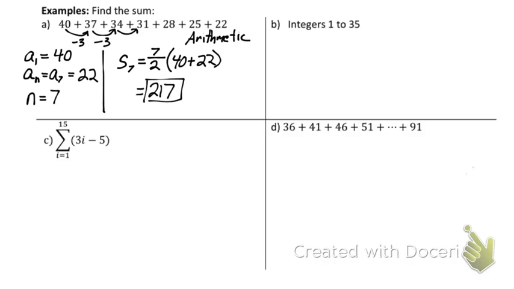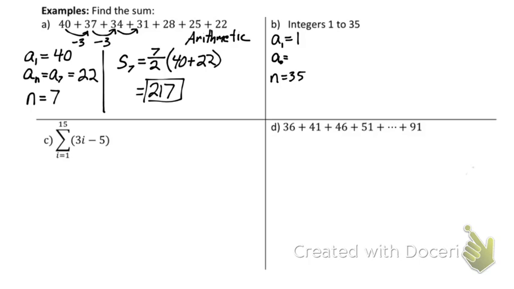All right, we're going to do the integers from 1 to 35. Are we convinced that's arithmetic? Yeah, I'm adding 1 every single time. So I need my first term. Well, that's easy. My first term is going to equal 1. Let's go ahead and find my n value. This is a tough one. I have all the numbers from 1 to 35. How many terms do I have? It's not a trick question. Just shout it out. Anybody? I have 35. Thank you.